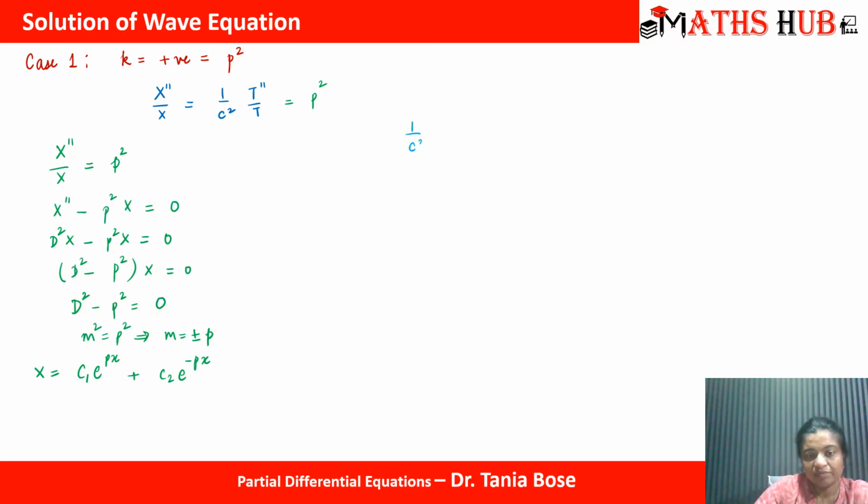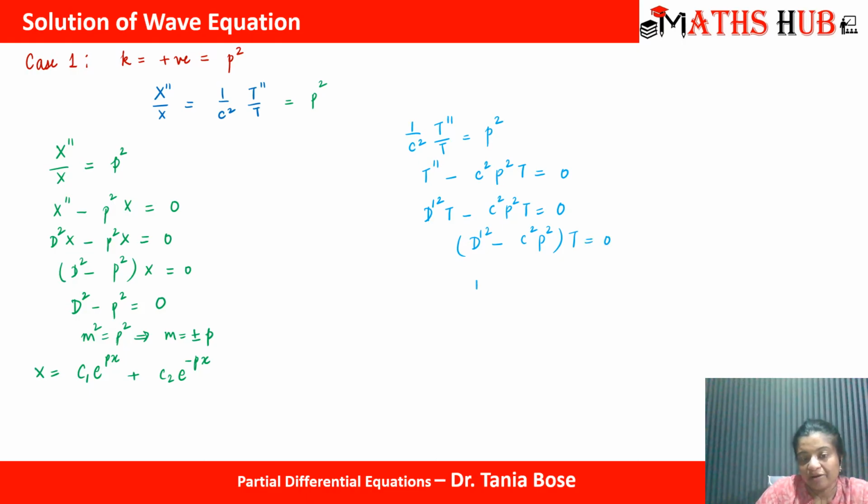So the second equation is 1 by c square t double dash by t is equal to p square. So now when I frame the differential equation, I will get t double dash minus c square p square t is equal to 0. So from here we can write it as D dash square t minus c square p square t is equal to 0, or (D dash square minus c square p square) into t is equal to 0. So the roots become m square is equal to c square p square. That means m turns out to be plus minus cp. So again the roots are distinct.